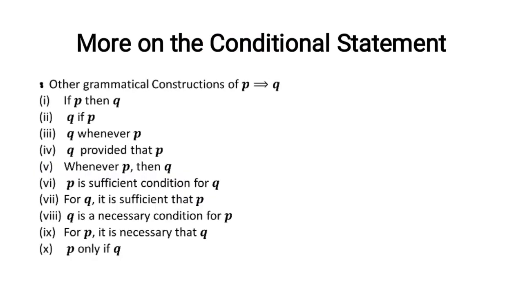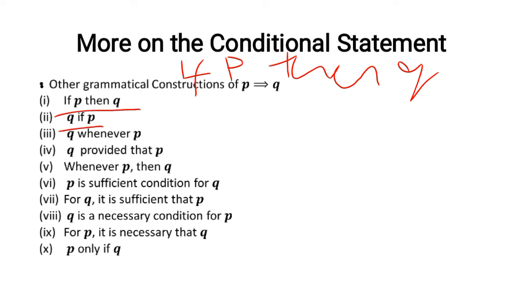Okay, like I said earlier on, for the conditional statement, I said if P, then Q. Now there are various ways of writing the same thing. So the various ways are, it could be pronounced as if P then Q, Q if P, Q whenever P. It means just the same thing, all the same there.